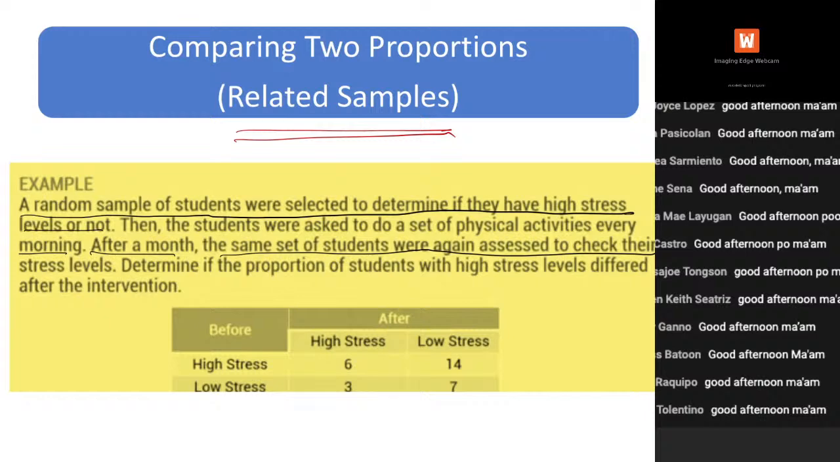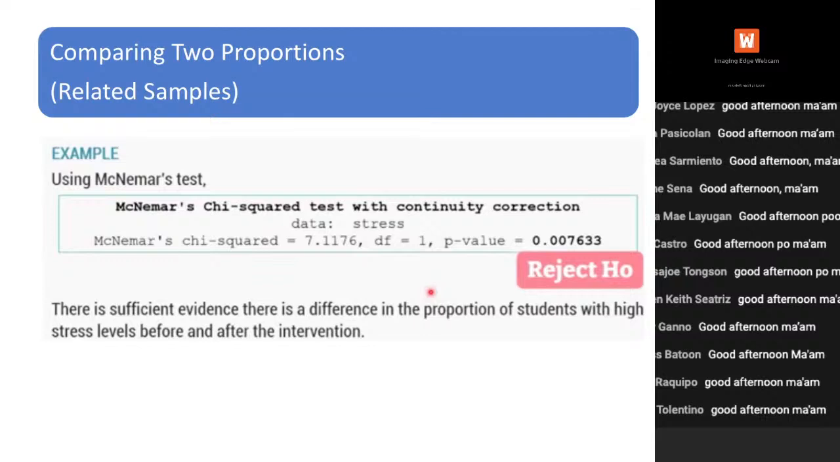But what are we talking about? Are we talking of means? No. Proportions. How many? Frequency. So we are comparing two proportions in which the samples are related. So what test will we use here? We have McNemar's test. I will not discuss it further anymore, because at least you should know how to identify the appropriate test.